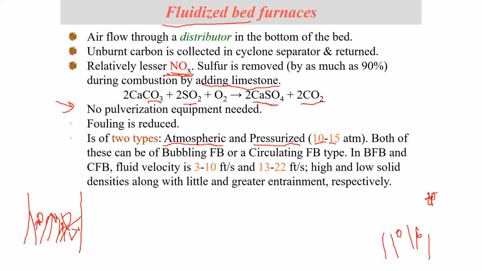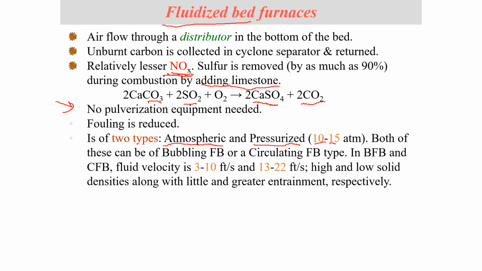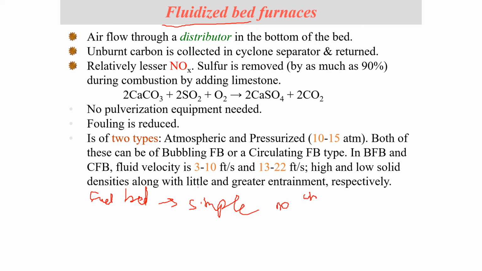So now we have talked about four different kinds of furnaces, and let me reiterate some of the advantages and disadvantages. First, we have the fuel bed furnace. The fuel bed furnace is simple and does not require any crushing. But the disadvantage is that it is very slow and inefficient.